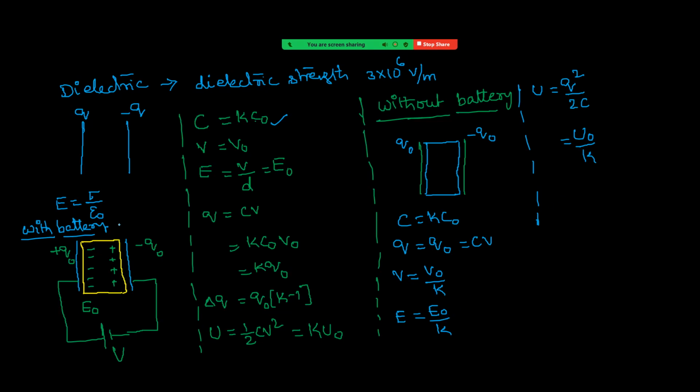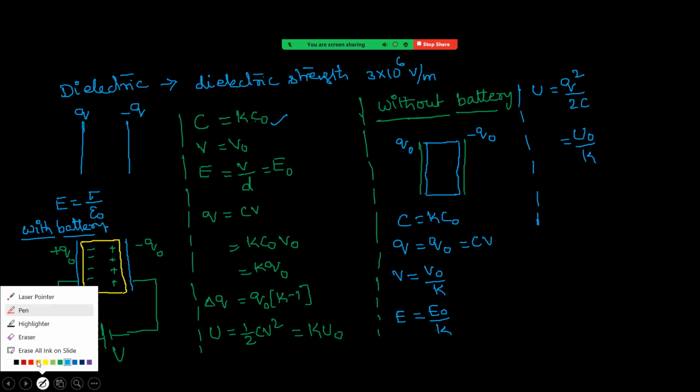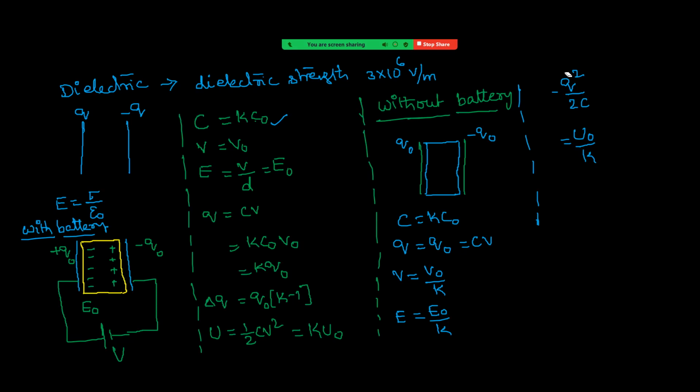So case 1, with the battery present: no change in potential difference, no change in the electric field. Charge becomes K times. But coming to here, charge remains the same, right? Next, field becomes 1 by K times. Potential becomes 1 by K times. And see carefully here, one more result we can derive.